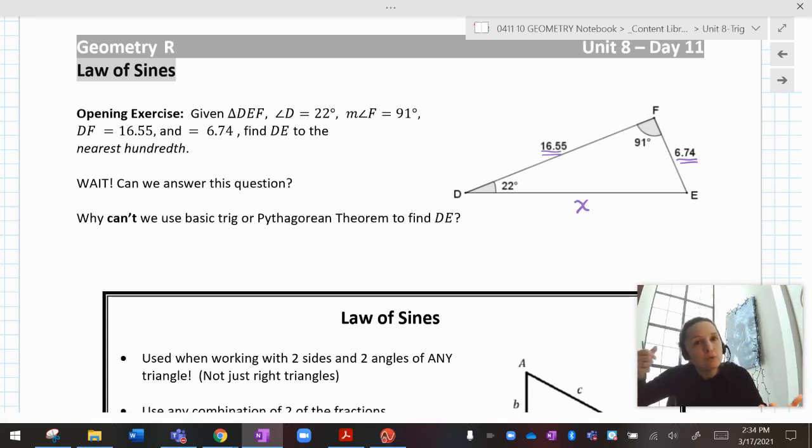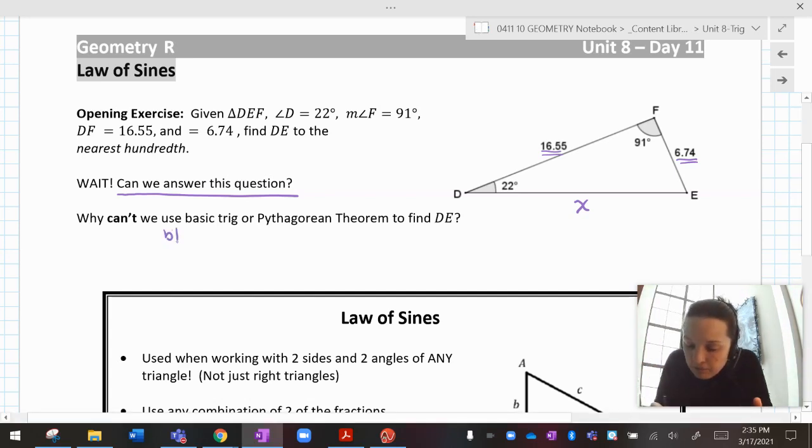Another option is we use SOHCAHTOA. What? No, I can't use SOHCAHTOA. I don't have a 90-degree angle, so that won't work either. So can we answer this question? No, not so much. We cannot right now. There are things we can do, and that's what I'm going to talk about. Why can't we use trig or basic Pythagorean theorem to find DE? Because this isn't a right triangle.